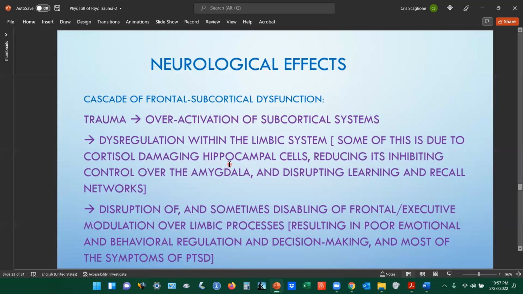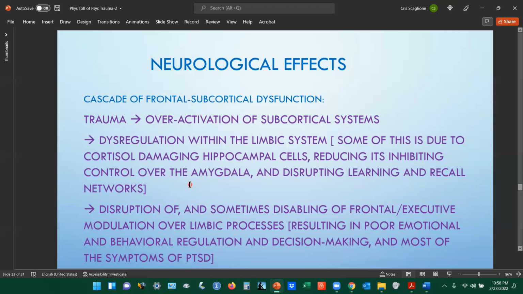The hippocampus, though, is also vital for learning and recall. The hippocampus labels information as being important enough to pay attention to and remember. When the hippocampus is damaged, you get disrupted learning and disrupted recall. And when it can no longer inhibit the amygdala, you also get intense hyperactivity of the amygdala, to the point where the amygdala actually gets larger, and the hippocampal cells actually get smaller as a result of cortisol damage.